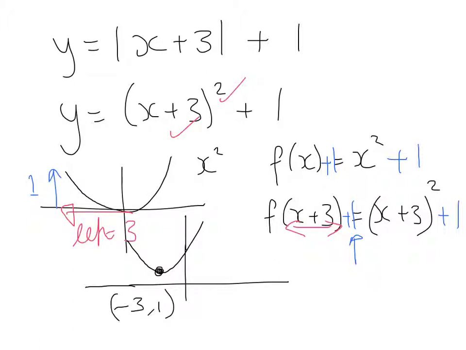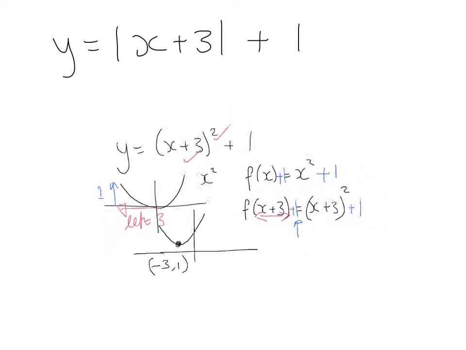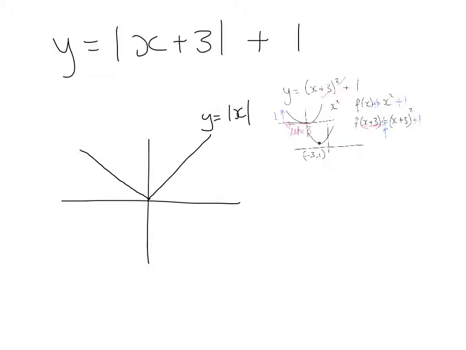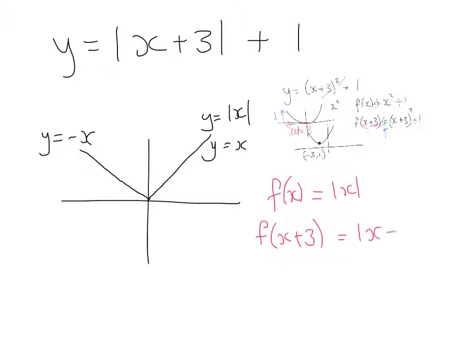Well, we can do exactly the same thing with our modulus graph. It's just that the original shape isn't a quadratic, the original shape is a modulus. So here's the graph of mod x, y equals mod x. This part of the graph on the right is just the normal y equals x graph. This part of the graph on the left is the y equals minus x bit of the graph. And we are going inside that function. So f of x is mod x. We're going f of x plus 3, which is mod x plus 3. That's a left and right move, so it's going to move the graph left 3.